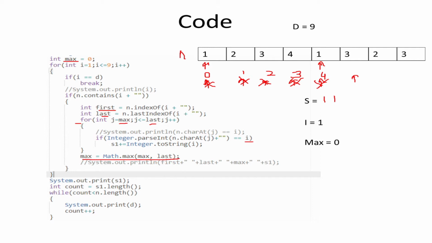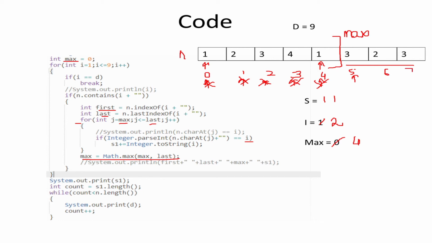We have already traversed the loop till here, so we'll continue traversing from this place. So the value of max will be changed to 4. Now let's look forward. The value of i becomes 2, and in this array we'll be looking for the occurrence of 2.